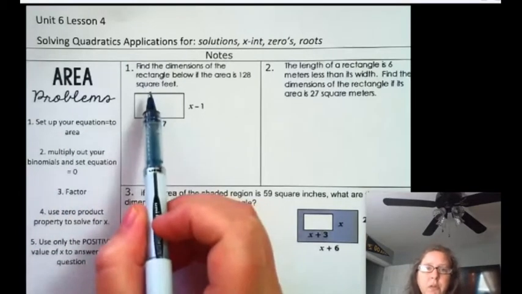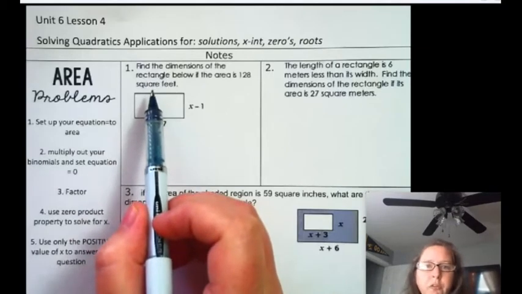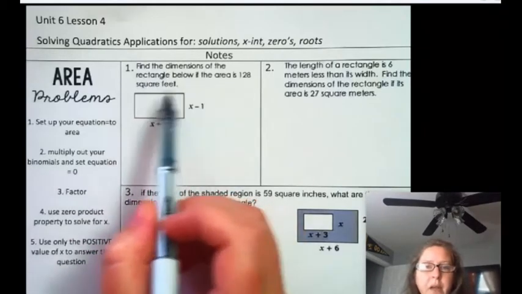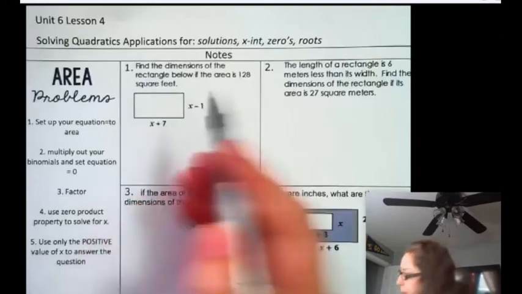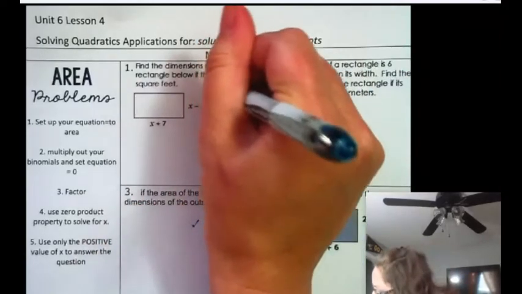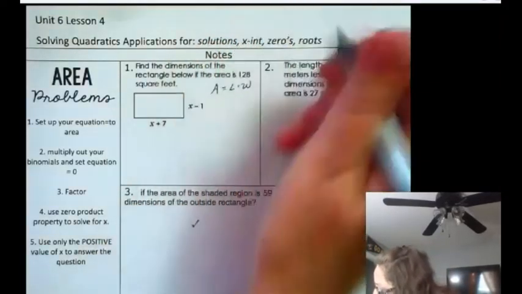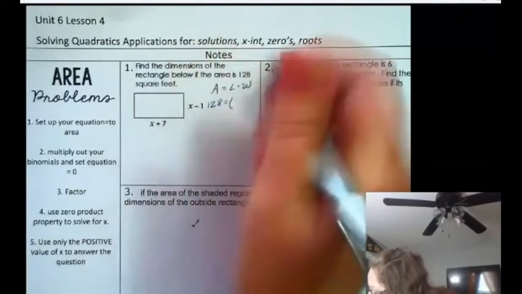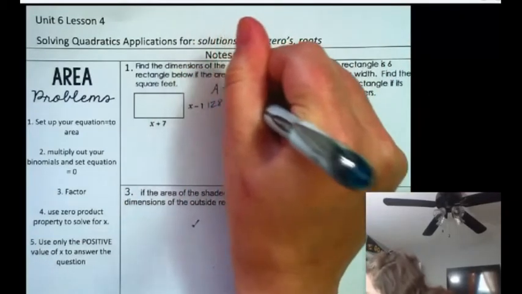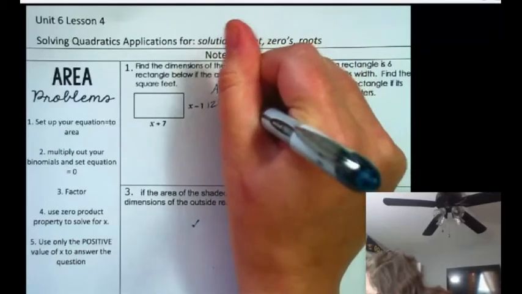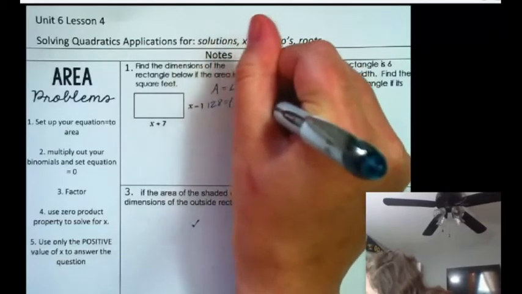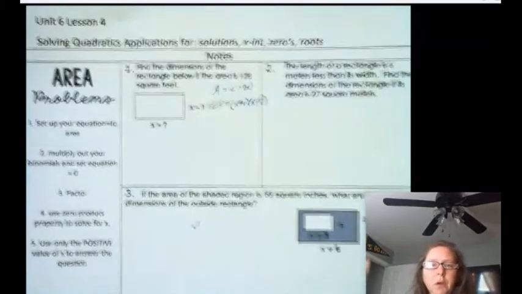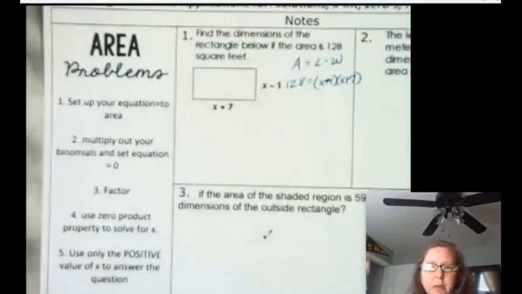So let's do this with number 1. Find the dimensions below if the area is 128 square feet. Well, area is length times width. So I'm going to have 128 equals x plus 1, x minus 1, x plus 7. All right, let me zoom in a little bit.